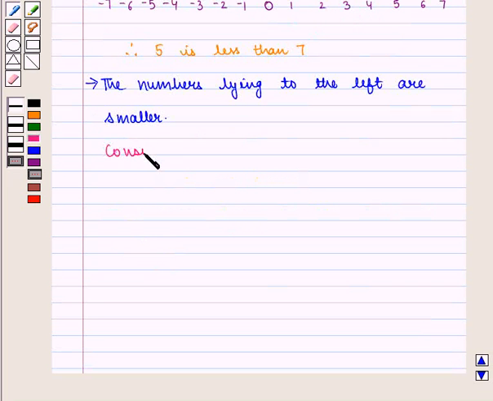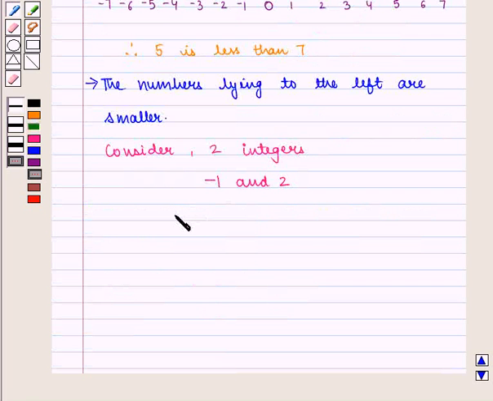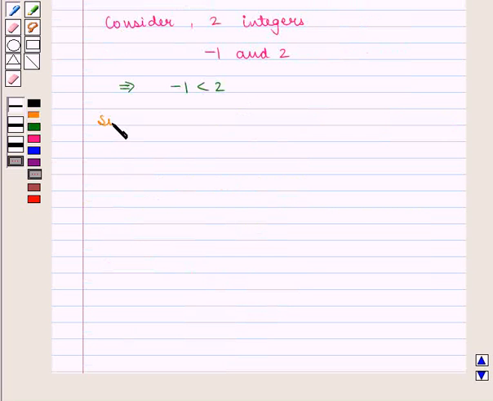Now, if we consider two integers, that is minus 1 and 2, where do they lie on the number line? Here we see that minus 1 lies to the left of 2. Therefore, minus 1 is less than 2. Or we can also say as 2 lies to the right of minus 1, therefore 2 is greater than minus 1.